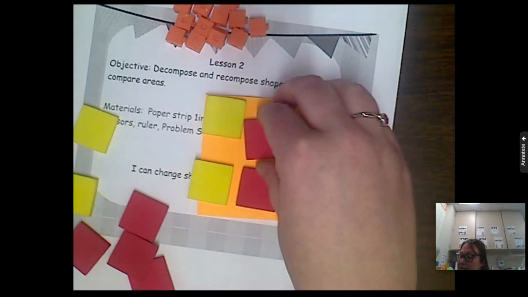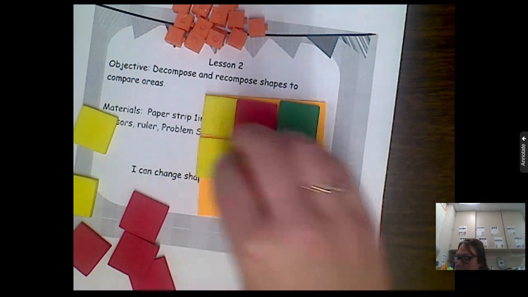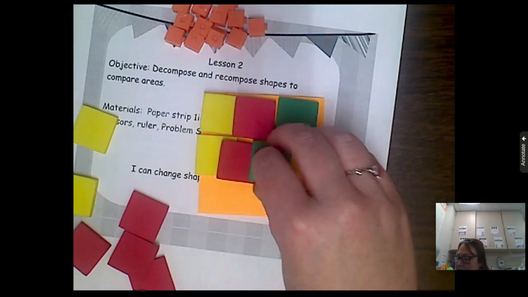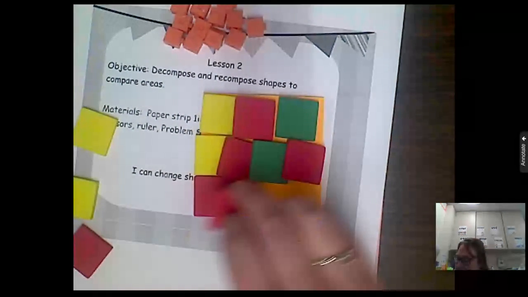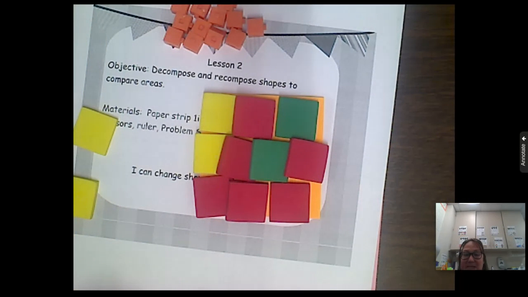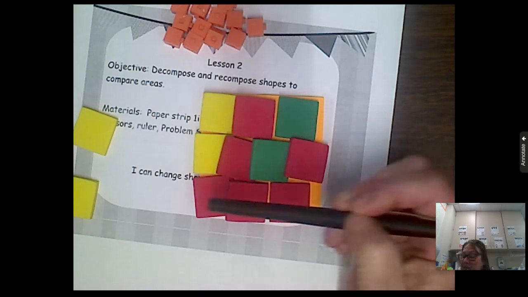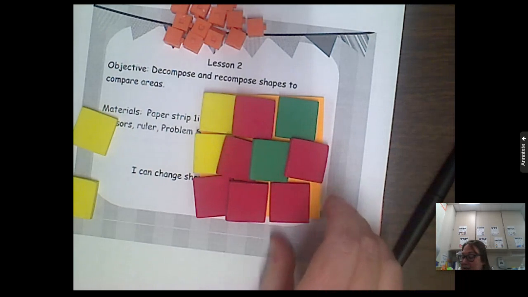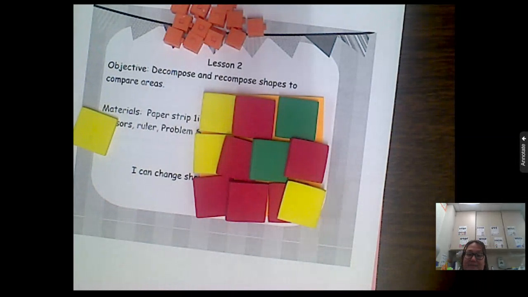Now let's try this. What if I did this? What am I doing now? What's wrong with that picture? Some of them are overlapping, right? So in this row, I have 3. This row, I have 4. And this row, I have 3, but they're not overlapping. Maybe I'll just stick another one on there. So I have 4, 8, 9, 10, 11. So I would say that the area of this is 11.